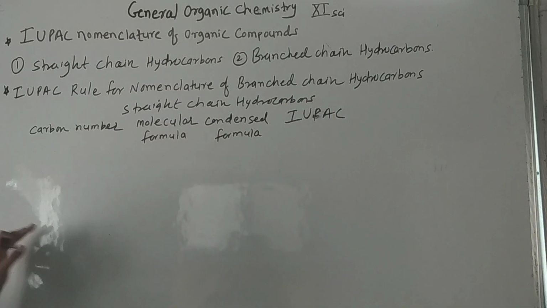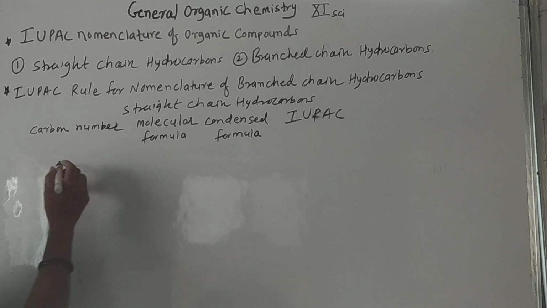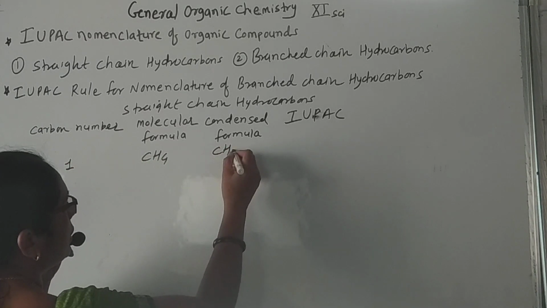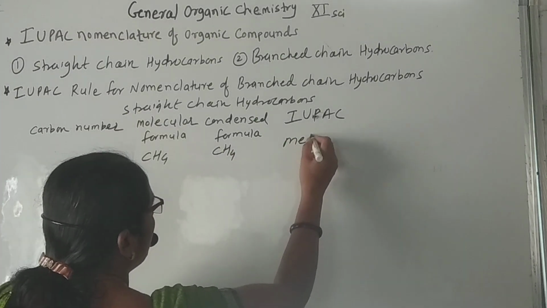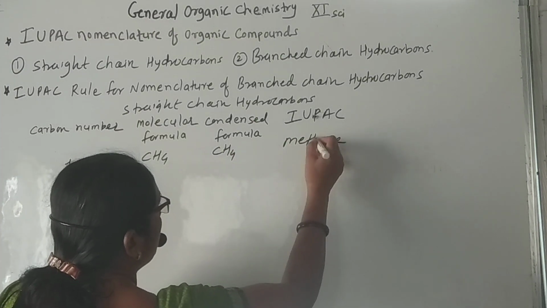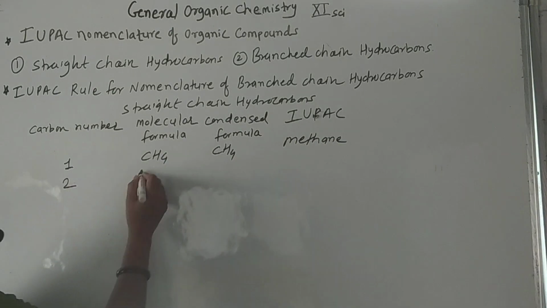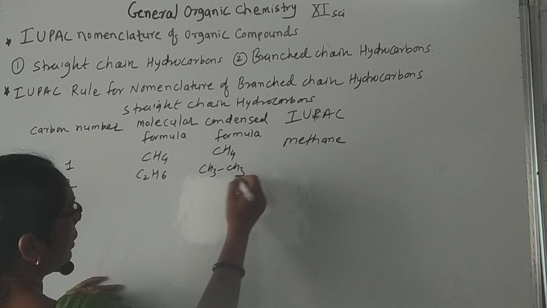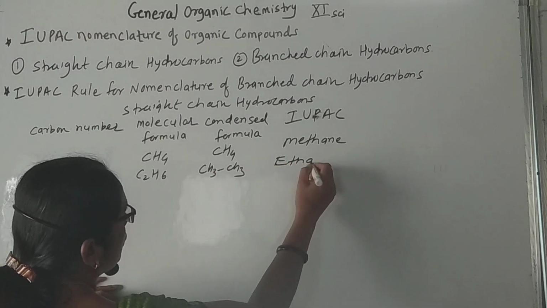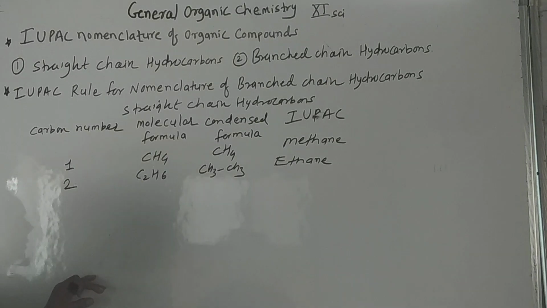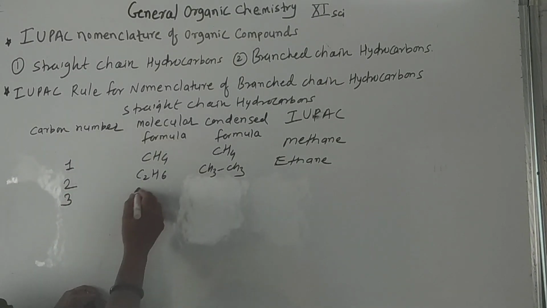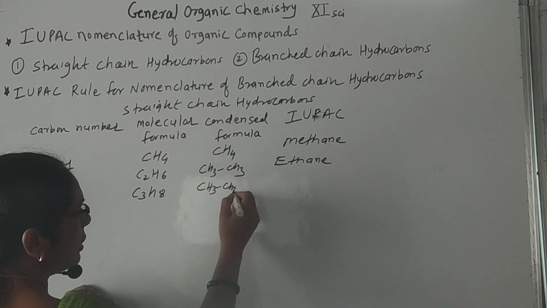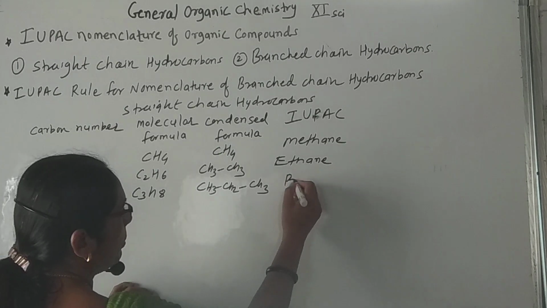In straight chain hydrocarbons, carbon number 1 has molecular formula CH4, condensed formula CH4, and the name is methane. Then carbon number 2, C2H6, condensed formula CH3CH3, its name is ethane. All these things we already discussed in the first lecture. Carbon number 3, C3H8, condensed formula CH3CH2CH3, propane.